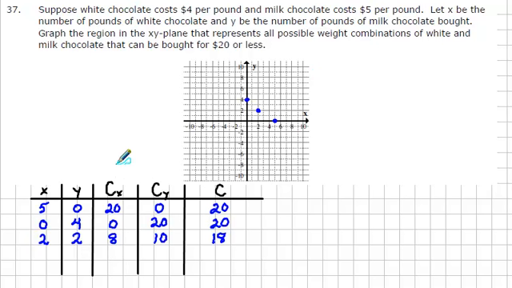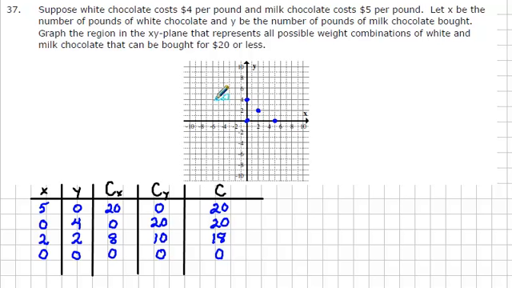Now if we had no craving for chocolate at all, I suppose we could say don't buy any white chocolate, don't buy any milk chocolate, in which case the cost of the white and milk chocolate would both be 0, and the total cost would be 0. So we could also have the point 0, 0.